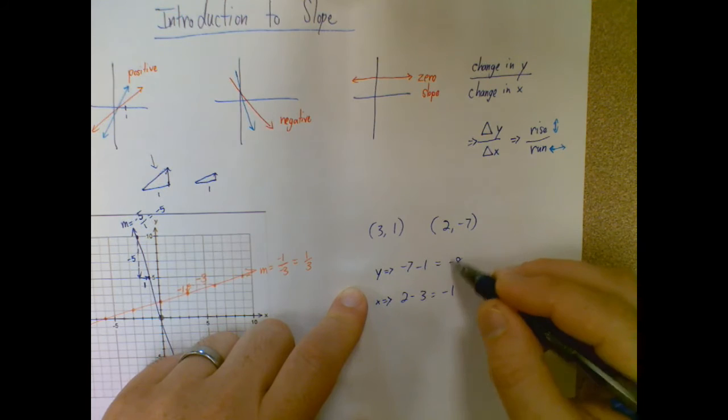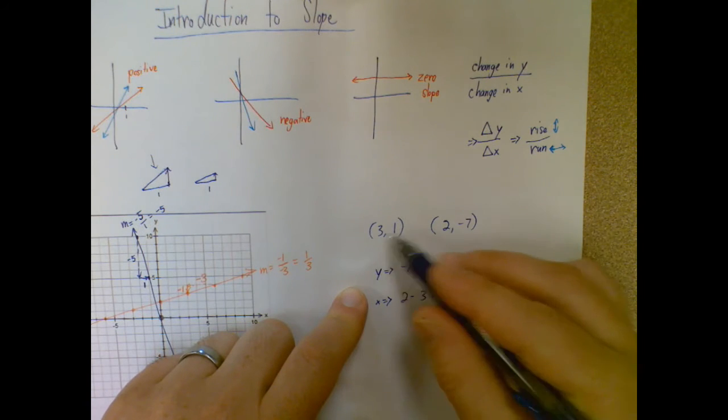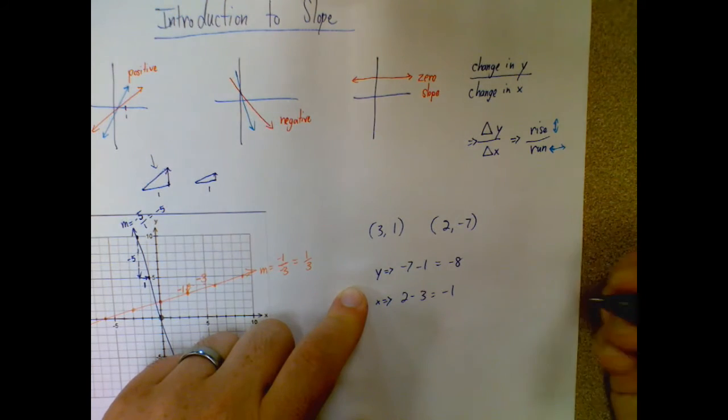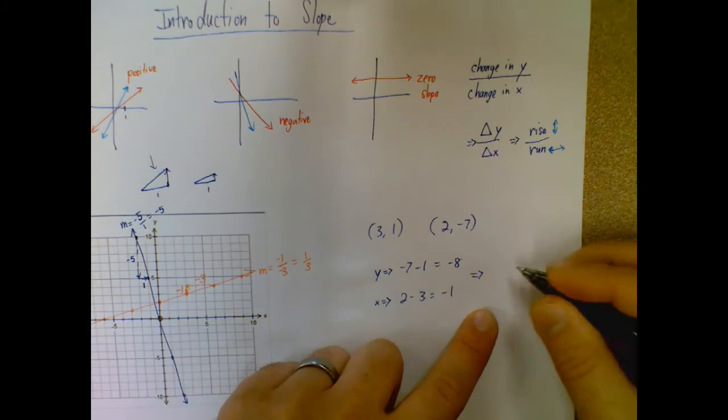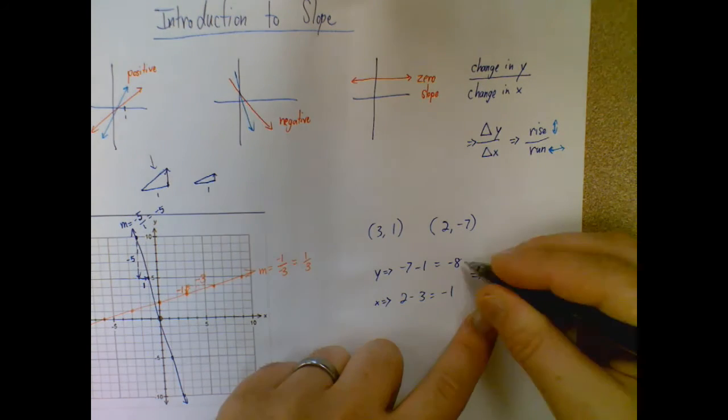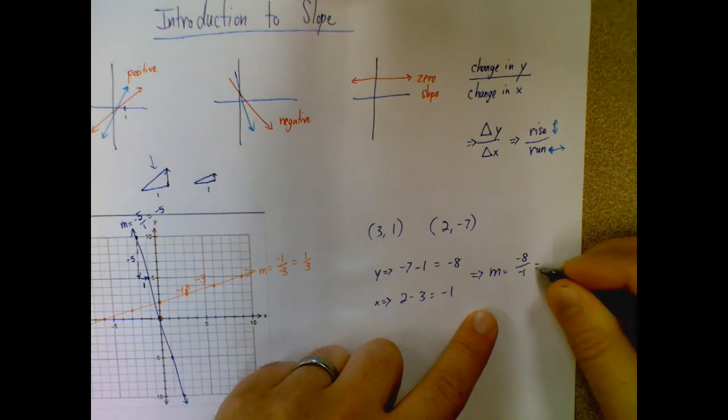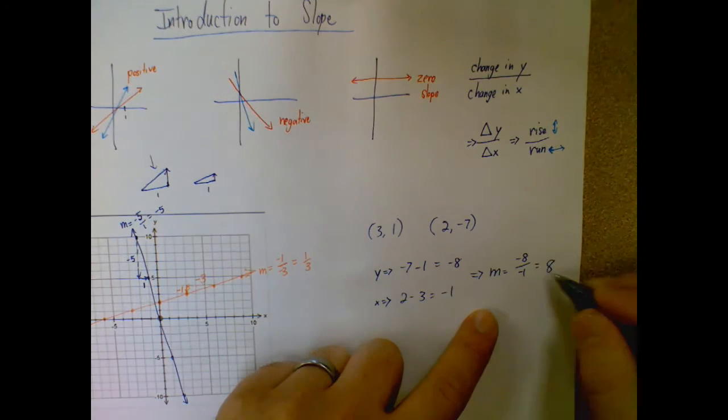Down 8 for this one. I got my directions wrong there. I'm going left 1 to get from 3 to 2, because that's x. So when I put these together, I get negative 8 over negative 1, which is just 8. So my slope would be 8 for this one.